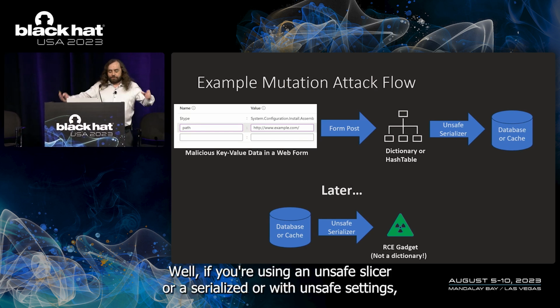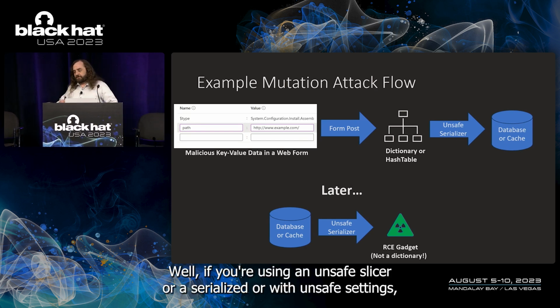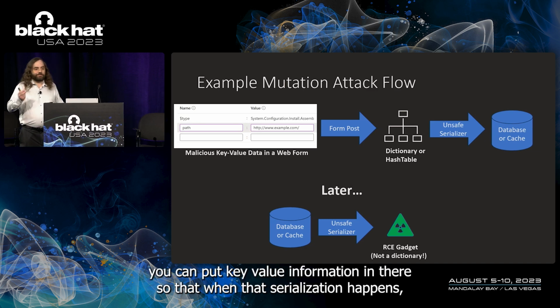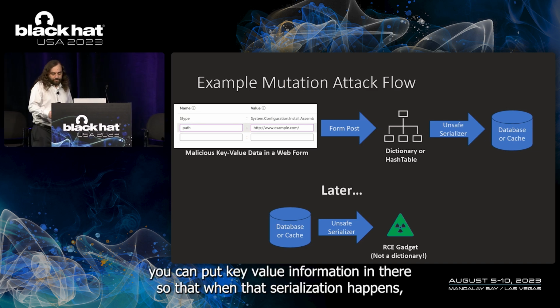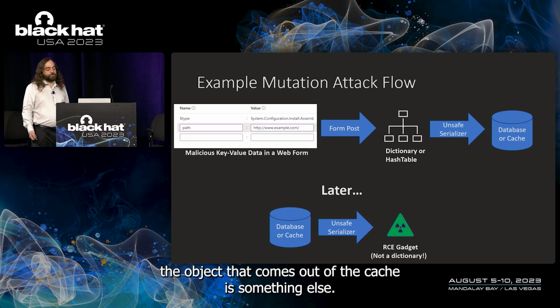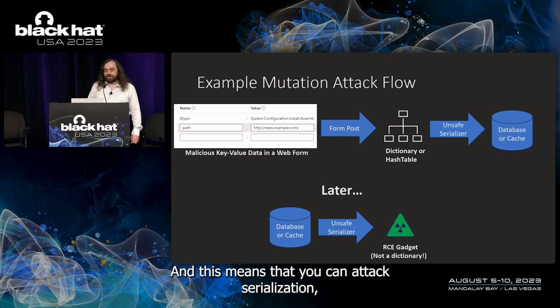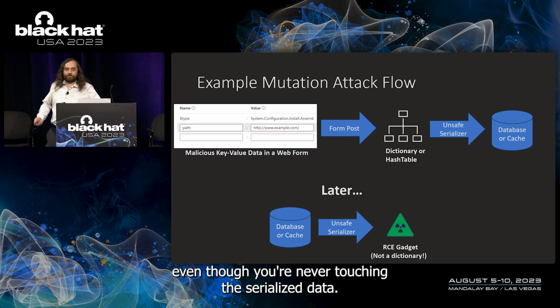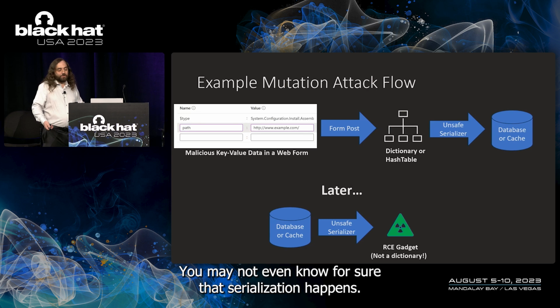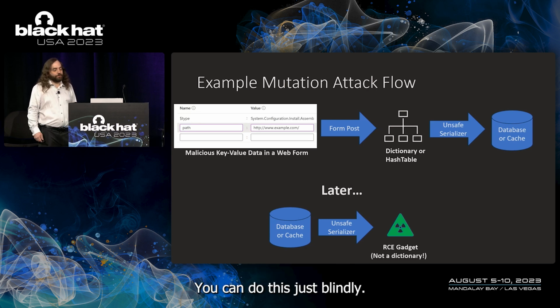Well, if you're using an unsafe serializer or a serializer with unsafe settings, you can put key value information in there so that when that serialization happens, the object that comes out of the cache is something else. It's mutated into some sort of exploit gadget. And this means that you can attack serialization even though you're never touching the serialized data. You may not even know for sure that serialization happens. You can do this just blindly.